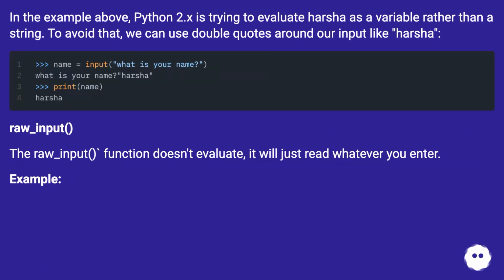In the example above, Python 2.x is trying to evaluate harsha as a variable rather than a string. To avoid that, we can use double quotes around our input, like "harsha".